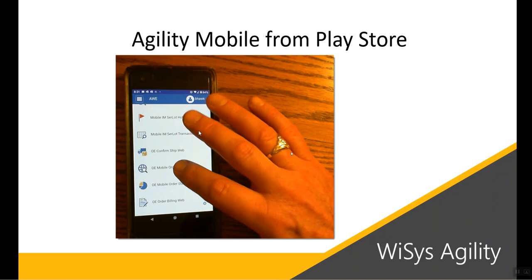And finally, if you wanted to download a container for Agility off of the Play Store or the Apple Store, you can add these components to your phone and then you can run them here. Again, you could have OE mobile status and you can look at your orders and review shipments and all these different kinds of things right on a small screen or a tablet.